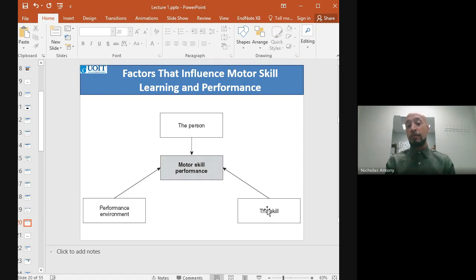If it's a very difficult task, it'll make it harder, obviously. If the environment has a lot of moving things, that's going to make things more difficult. If someone's more stressed out or they're really zoned in, that can make things easier or harder for them to perform that motor skill.